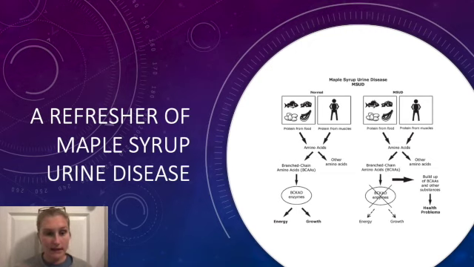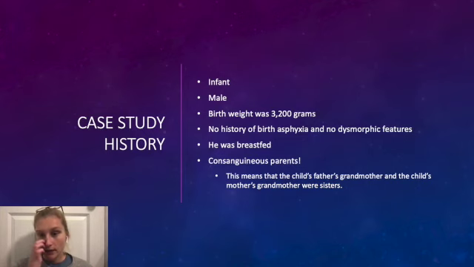So now getting into the case study, some history about the patient. He's a male infant and his birth weight was 3,200 grams. He had no history of birth asphyxia and no dysmorphic features. He was breastfed, and the main thing was that he had consanguineous parents. Sorry, I cannot pronounce that word, but this means that the child's father's grandmother and the child's mother's grandmother were sisters, so they had the same great aunt. So this is the biggest hint that the problem is due to genetic inheritance.